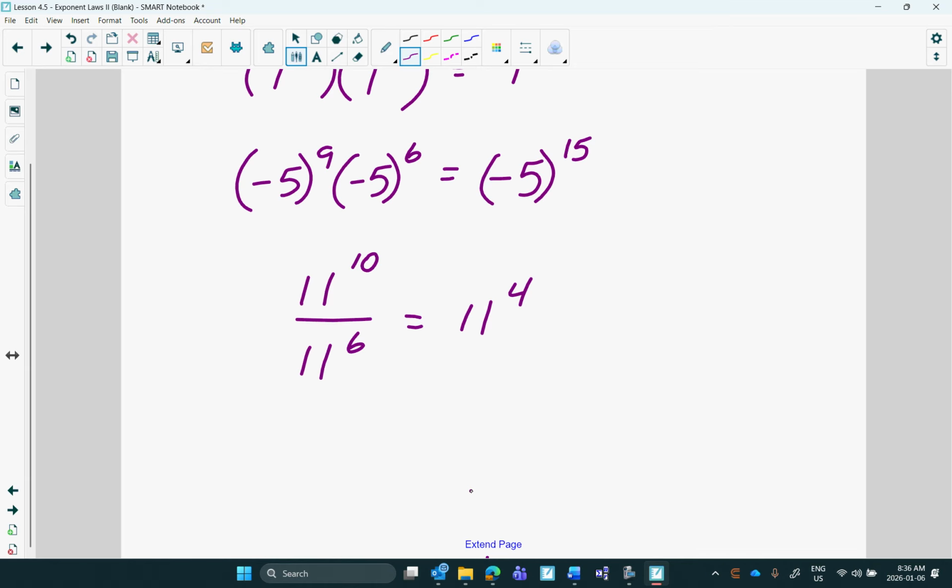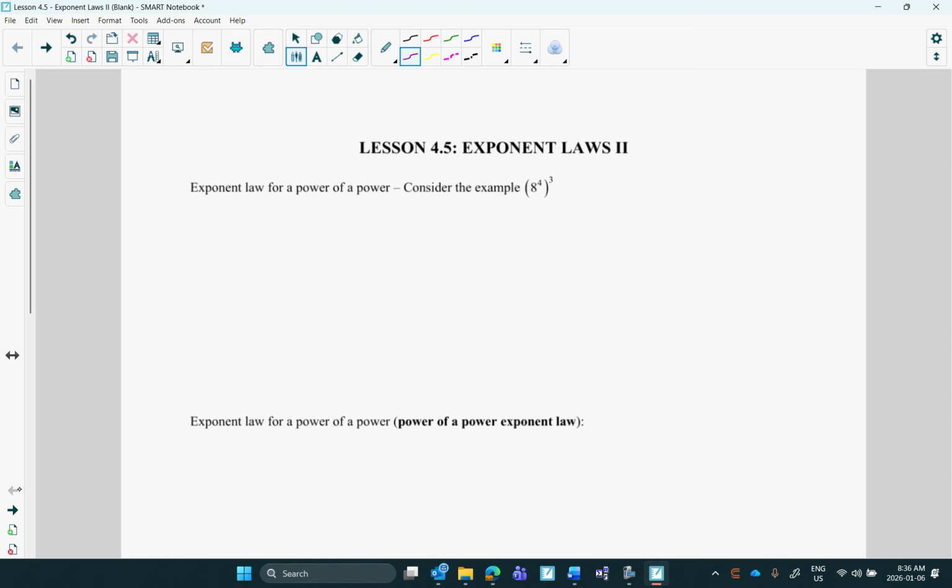There's one more we're going to do. What happens when we raise one power to another power? But to show you why that works, remember, 8 to the 4th is 8 times 8 times 8 times 8, right?